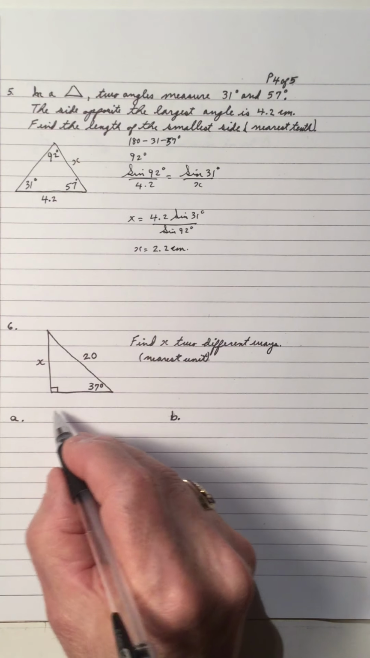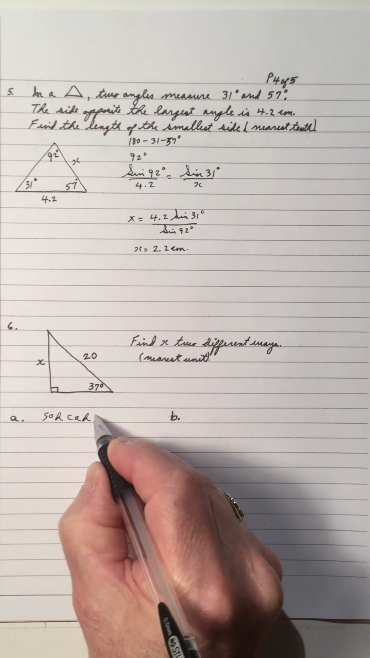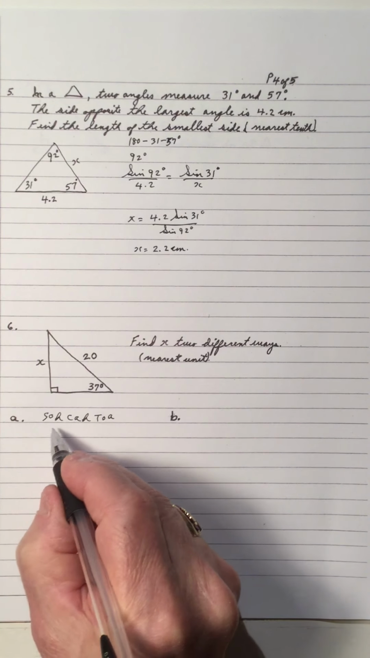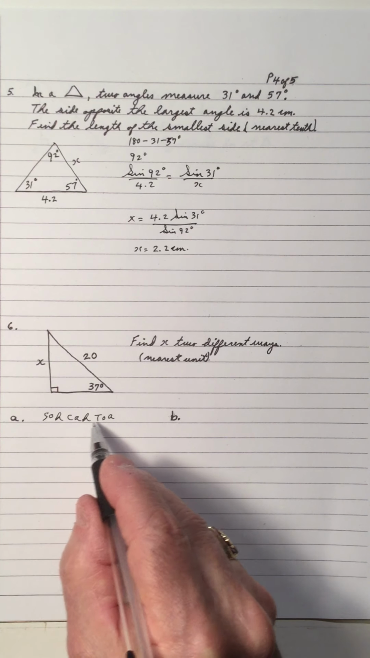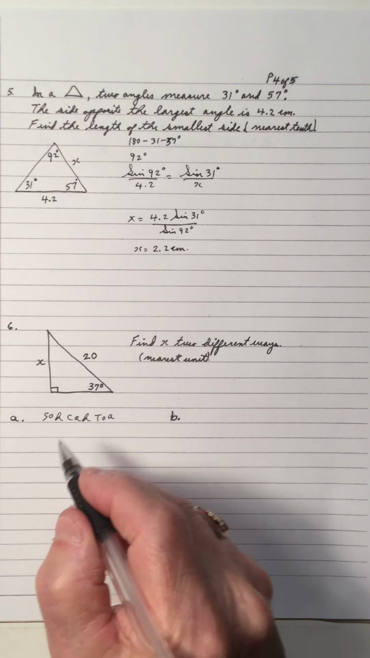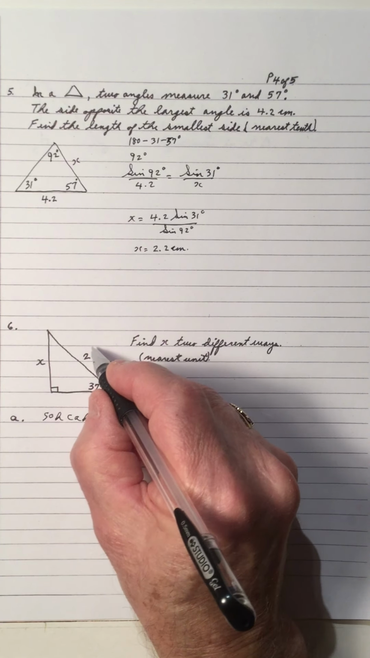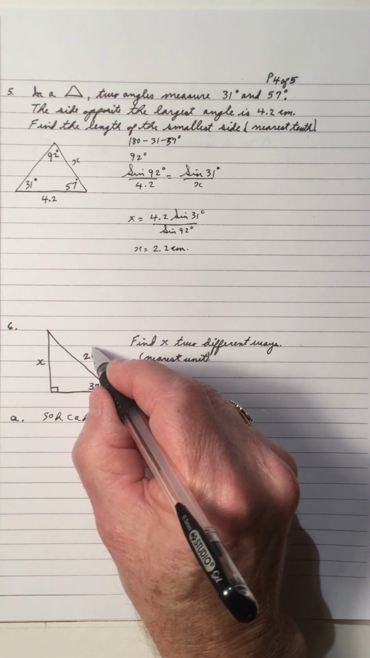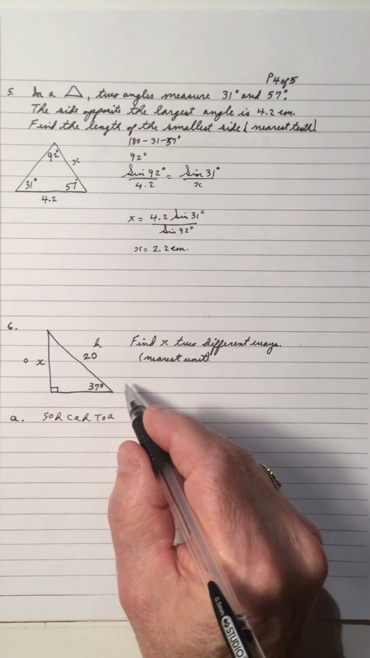So, because it's a right triangle, I can use SOHCAHTOA. SOHCAHTOA is: sine is opposite over hypotenuse, cos is adjacent over hypotenuse, tan is opposite over adjacent. So SOHCAHTOA, because I have a right angle. So on this right angle, I know the angle is 37. So this is the hypotenuse, and this is the opposite side.